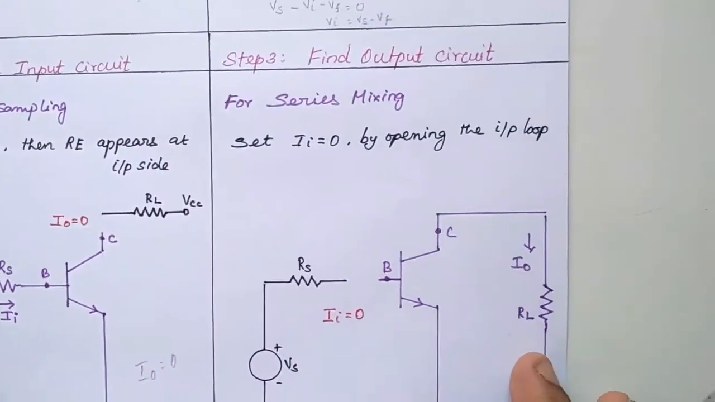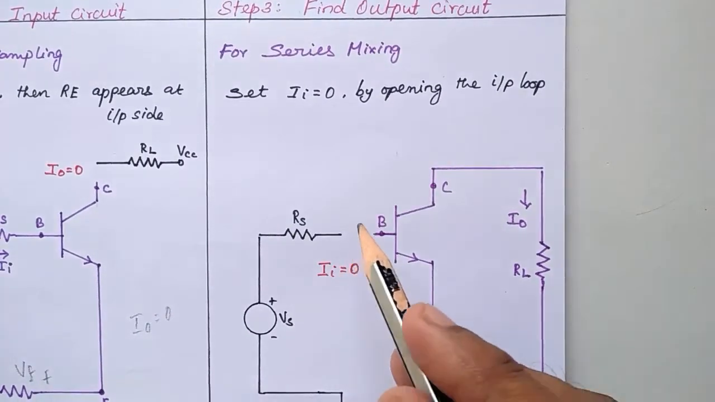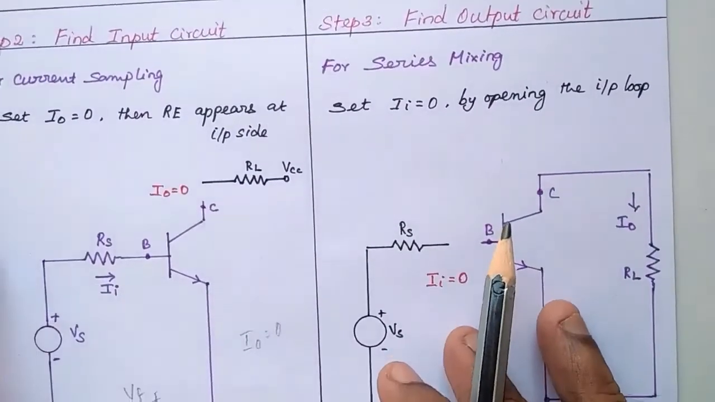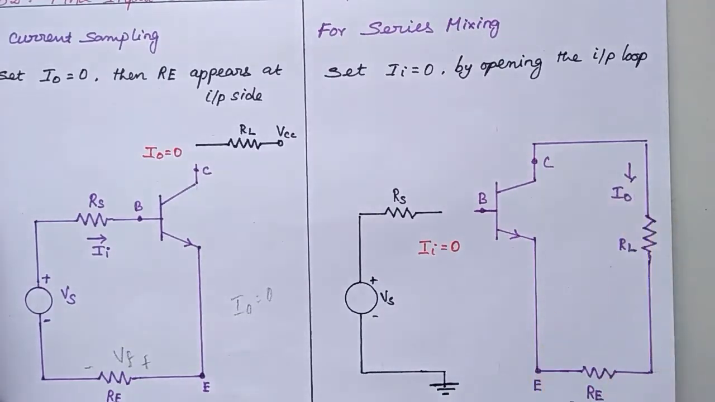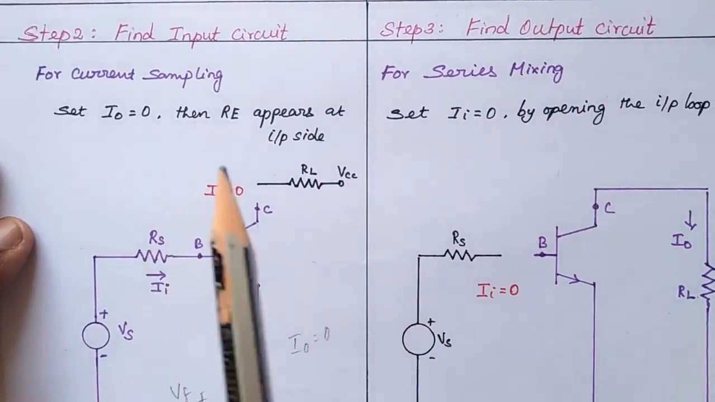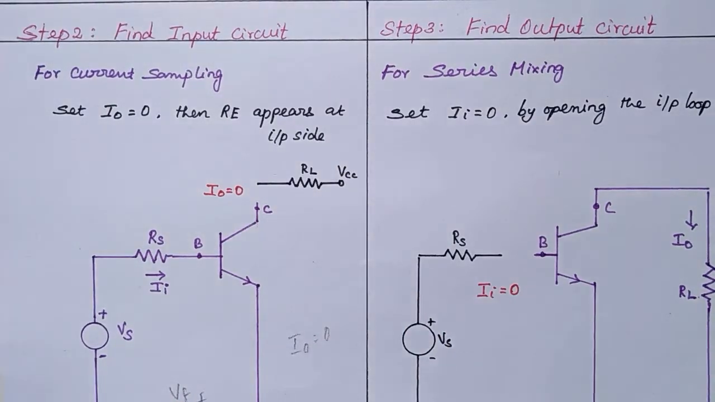Similarly, for finding the output circuit, we have to disconnect the input current. So here I am opening the circuit. In this circuit, the IA current flows into the base. Here I am disconnecting, meaning nothing will flow into the base, hence we have the output side. In this output side we have a load resistance and RE. So here we perform steps 2 and 3 for finding the input circuit as well as the output circuit. We can either find them separately, or we can combine the circuit as in the next diagram.